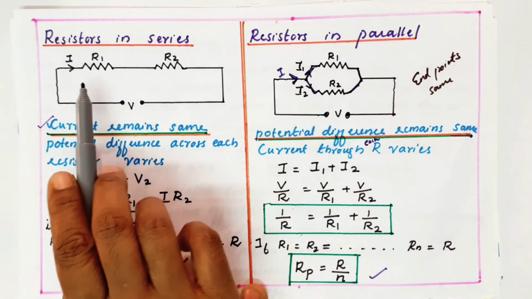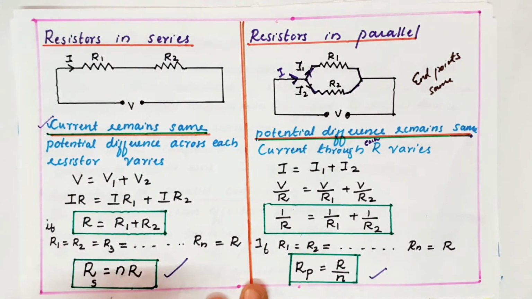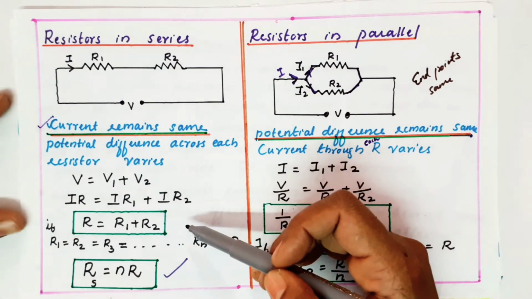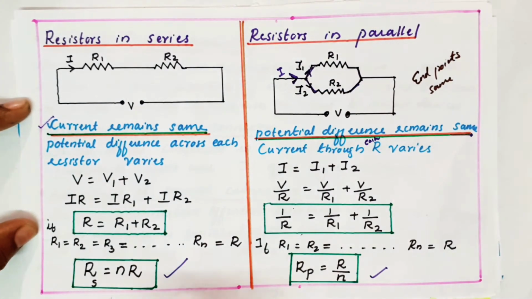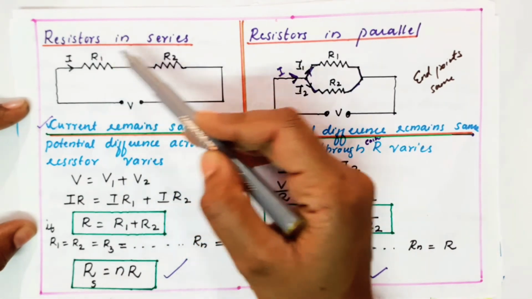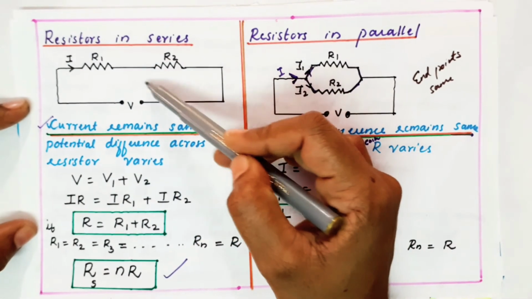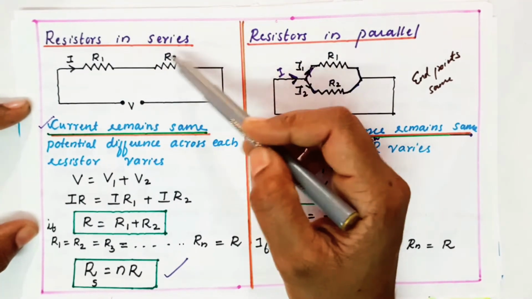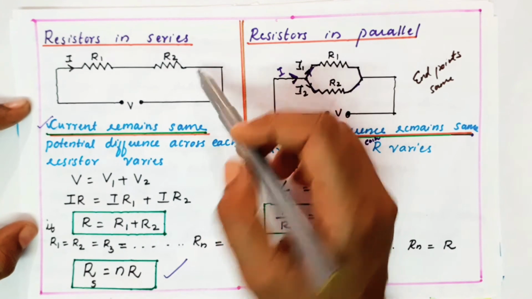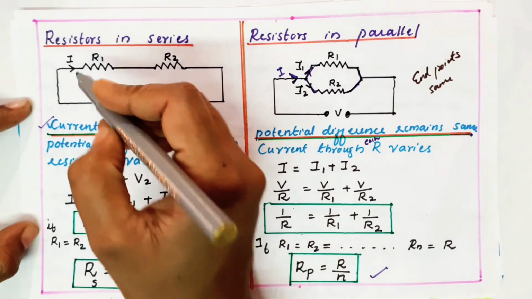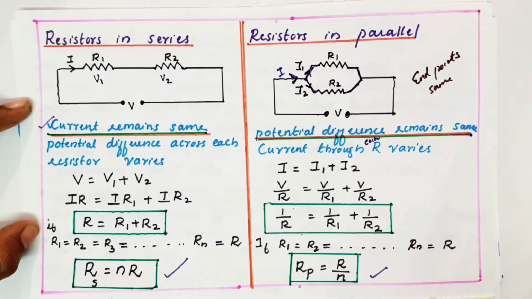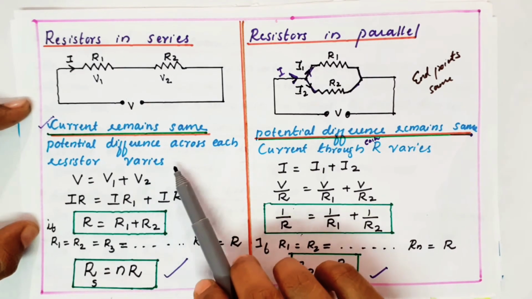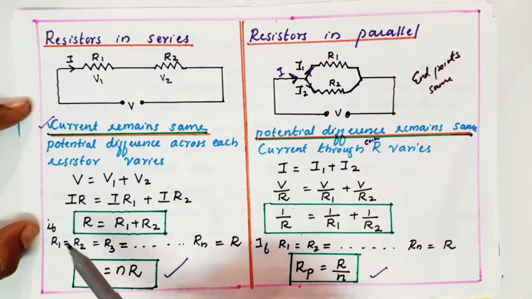Now, another thing. Here I told you I'll supply a voltage. That voltage is shared among these two resistors. I told you the current of the first resistor is equal to the current of the second resistor. But the voltage across the first resistor may not be equal to the voltage across the second resistor because I mark the resistance as different. So I can tell that the total voltage V is nothing but the voltage across the first resistor plus the voltage across the second resistor. So the potential difference across each resistor varies and V equals V1 plus V2.